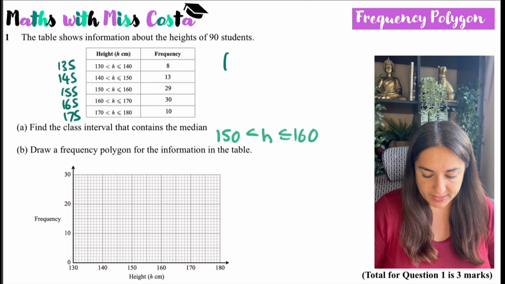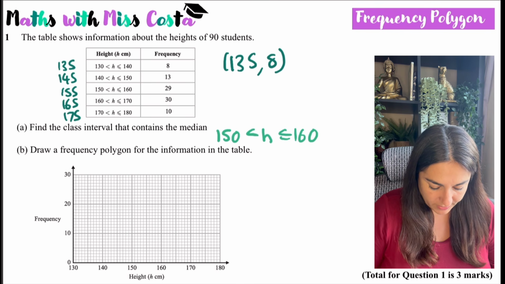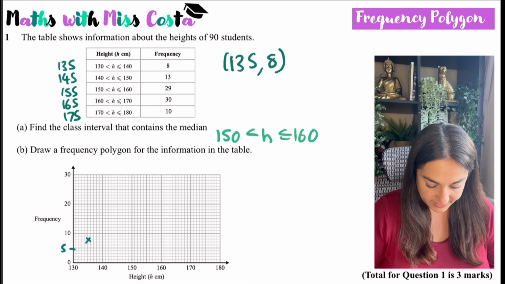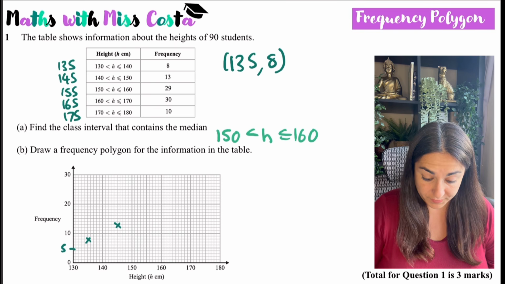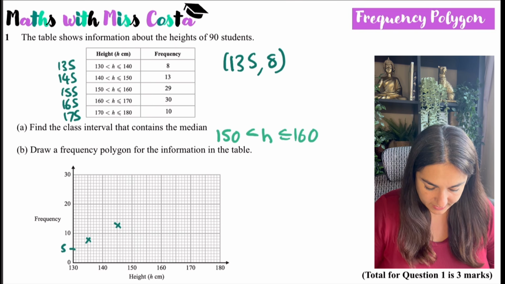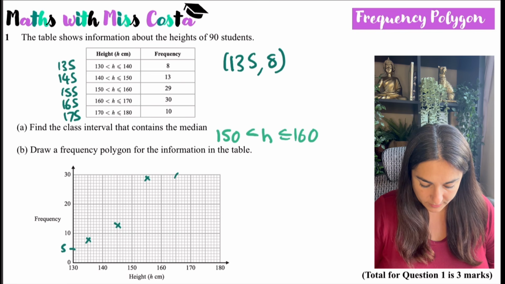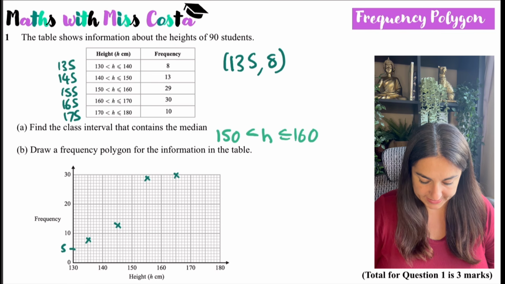So my first point is going to be 135, 8. So I just plot that. 135, I figure out that the scale is going up in 1, so that would be 5, 6, 7, 8. Then I've got 145 and 13, so 10, 11, 12, 13, 155 and 29, so 29 would be up here, 165 and 30, so up here, and then 175 and 10.